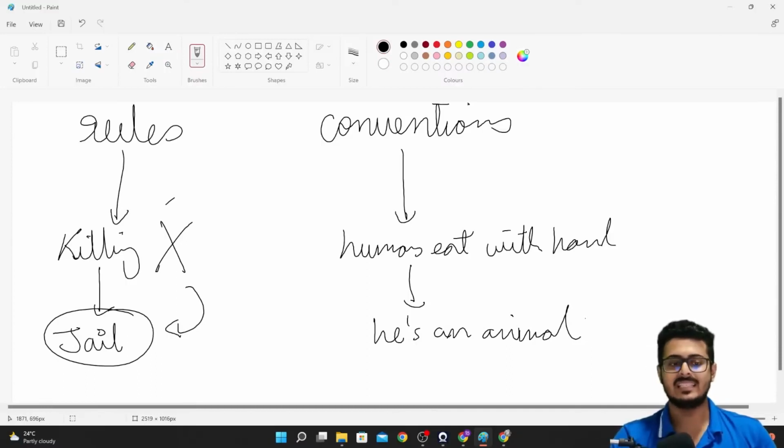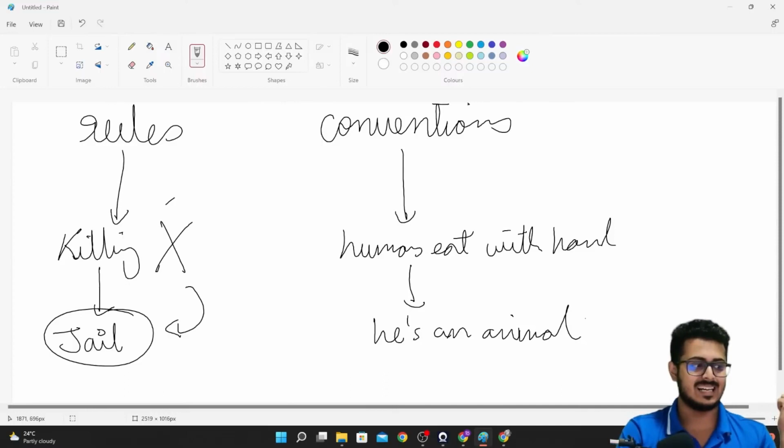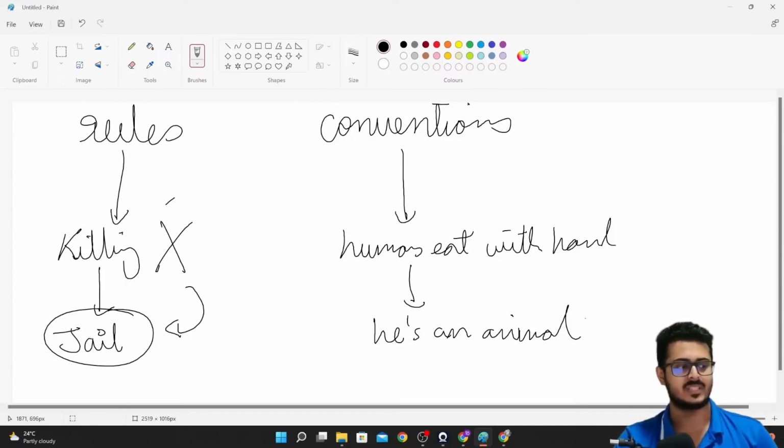So that is the difference between a rule and a convention. If you are breaking a rule, you will get punished for it, but if you are breaking a convention, people will just think that you are a bad developer or something like that. So let's try to understand this. It would be very easy as well. I don't think you will be facing any problems.